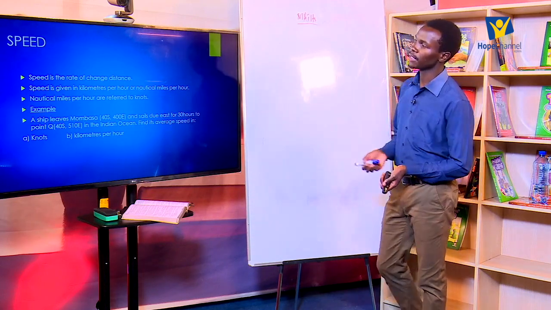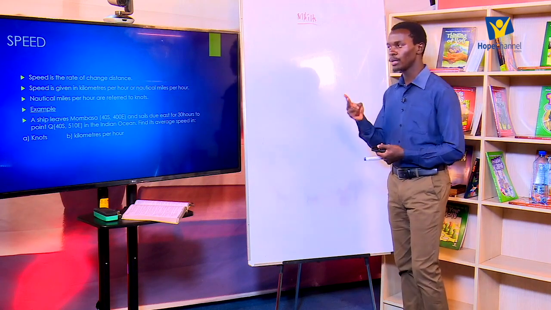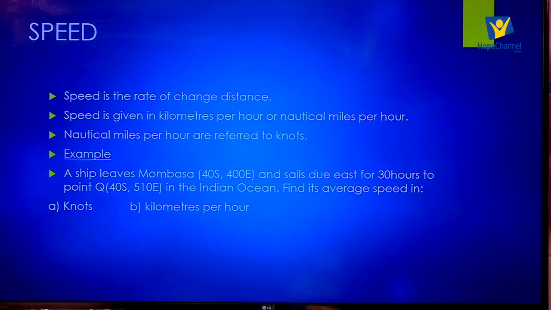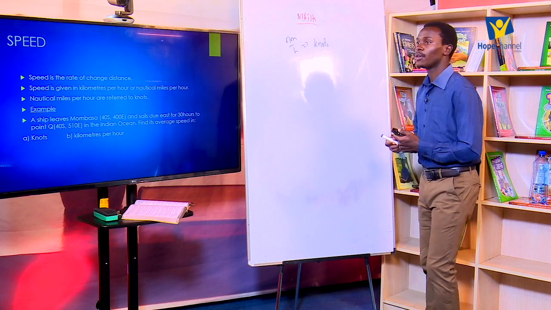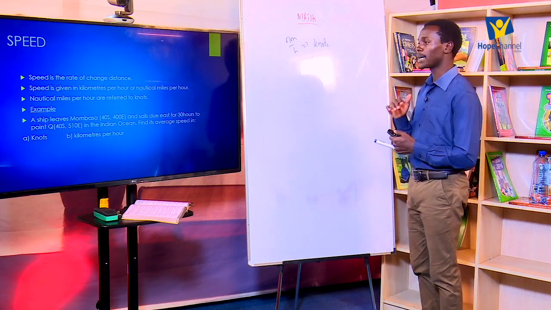So it's the rate of change of distance, given in 2 units, kilometers per hour or nautical miles per hour. When talking of nautical miles per hour, that means it is nautical miles divided by hours, but this unit is known as knots. So when you see a question talking about knots, always associate knots to nautical miles per hour.